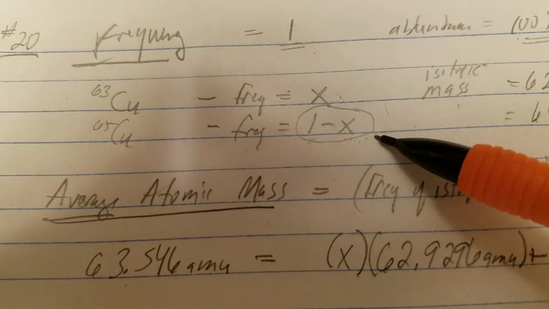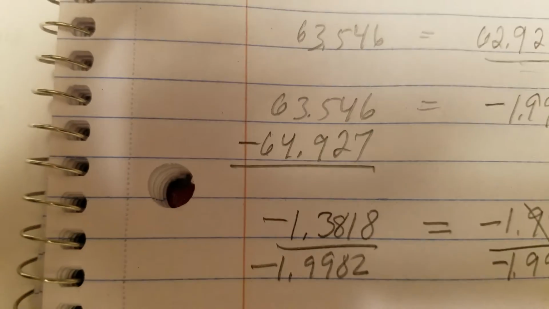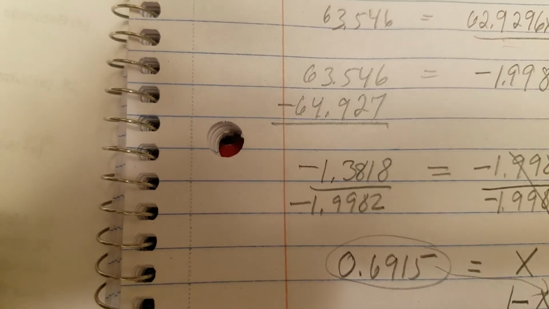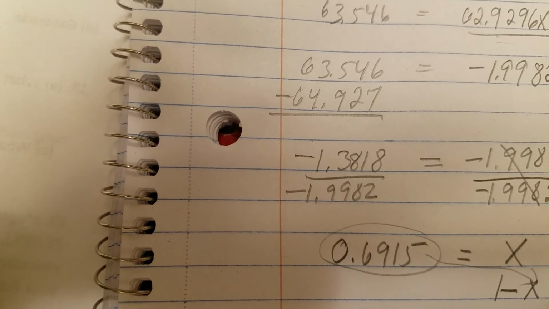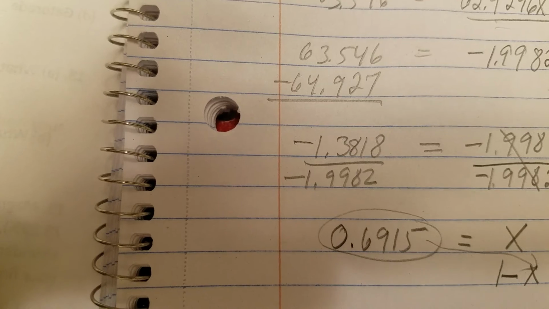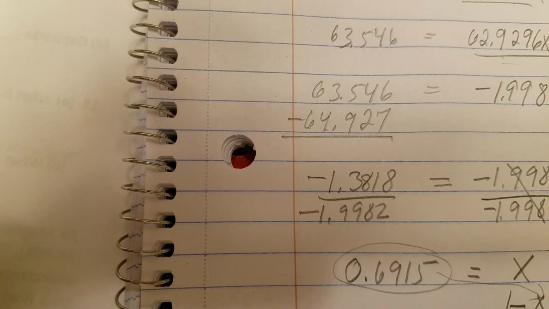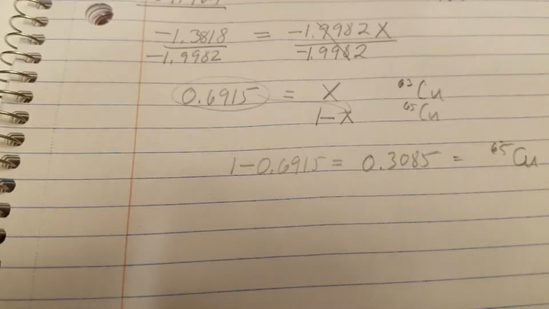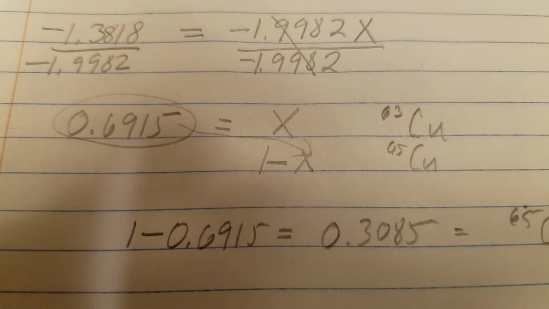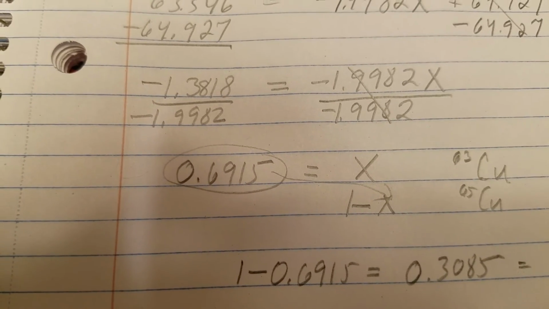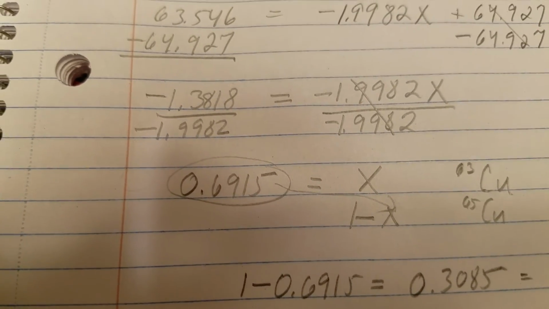And then we let the 1 minus x be the frequency of our copper 65. So to get that value, all we have to do now is put this value in place of x. So 1 minus 0.6915 is going to be equal to 0.3085, and that's going to be the frequency of the 65 copper. Remember, when you add your frequencies together, they're going to be equal to 1. So if I took my 0.6915 and added it to my 0.3085, I should get approximately 1.